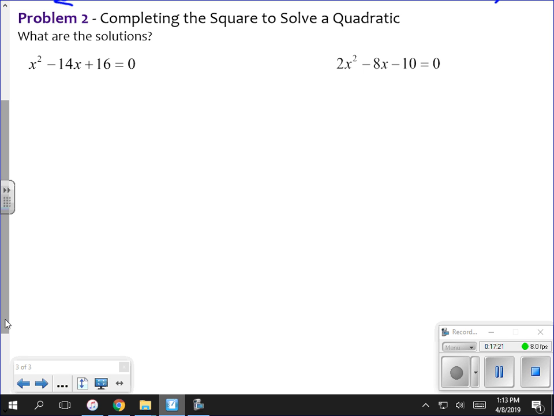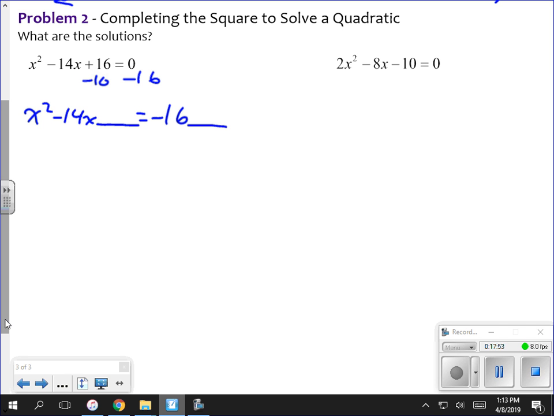Okay, so the first one. First step, get rid of the constant. So I take the 16, move it over to the other side. So I subtract 16 from both sides. X squared minus 14x, leave a blank, equals negative 16, leave a blank. That's your first step. Move it over, leave a blank.